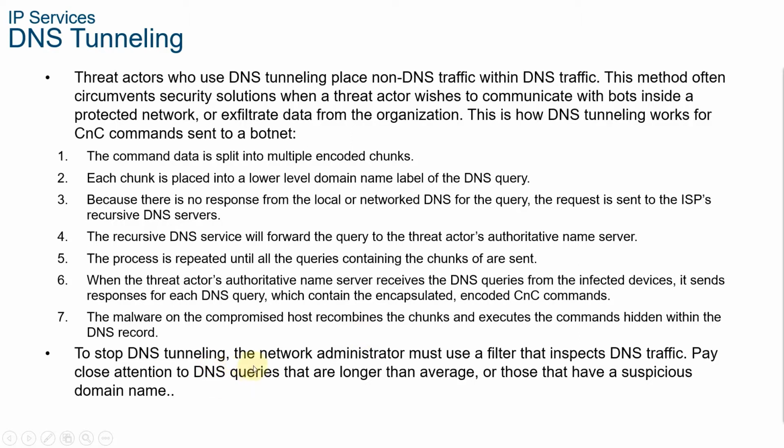To stop this DNS tunneling, the network administrator must use a filter that inspects DNS traffic. Pay close attention to DNS queries that are longer than the average, or those that have a suspicious domain name. DNS solutions like Cisco OpenDNS block DNS tunneling traffic by identifying suspicious domains.